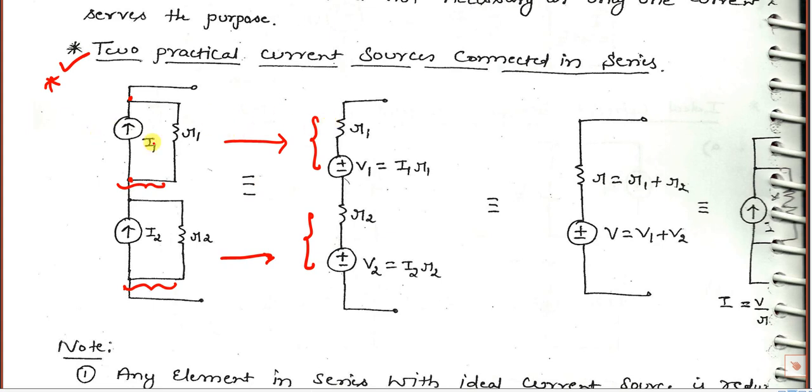So what is the value of I? I is given, R1 is given. Current source with the internal resistance R1 is given. So V is equal to IR. So V is equal to I1 into R1. So multiply the I1 value with R1, and you have to write the voltage value.